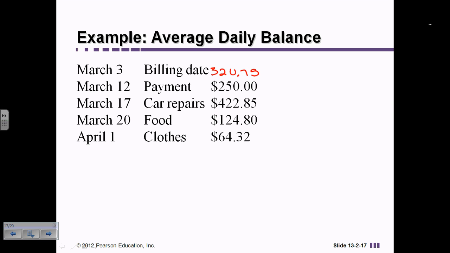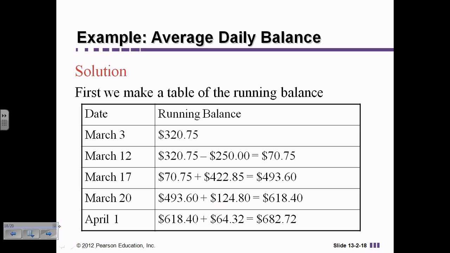Okay, so let's look at this slide. So here's what we have. Our balance on March 3rd was $320.75. On March 3rd, March 4th, March 5th, all the way to March 11th, my balance is $320.75. That's March 3rd, 4th, 5th, 6th, 7th, 8th, 9th, 10th, 11th, so that's equal to 9 days. So for 9 days, my balance is $320.75.